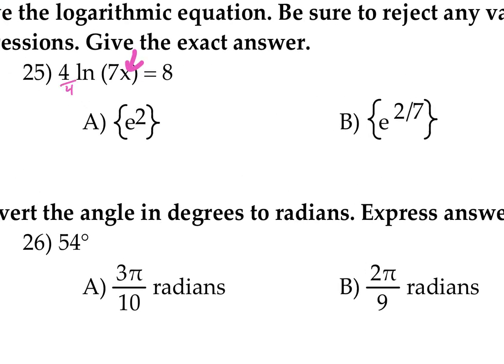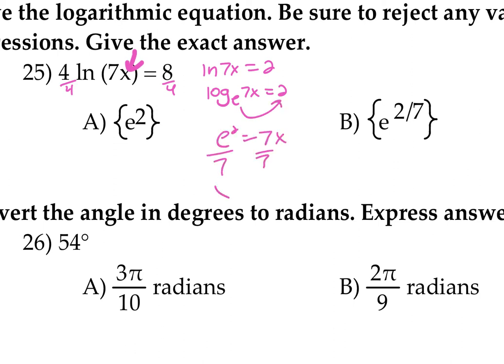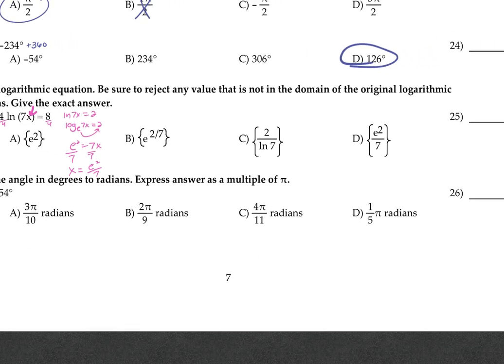I would divide both sides by 4, and I'd get ln of 7x equals 2. Ln is the same thing as log base e. So the e comes over and picks up the 2. E to the second would equal 7x, and then divide both sides by 7, and x equals e squared over 7, which is D.